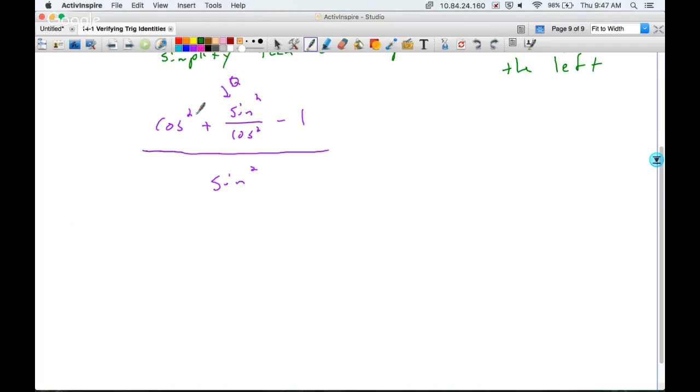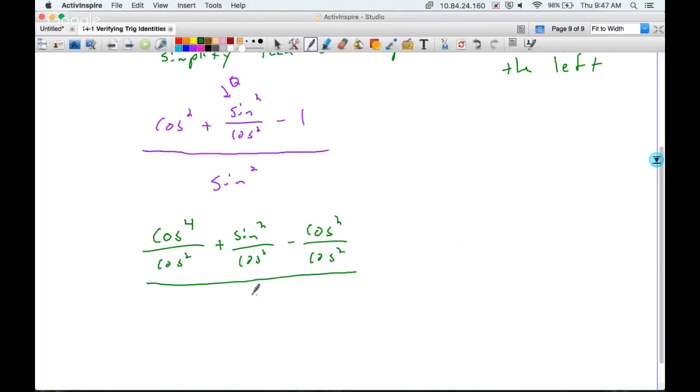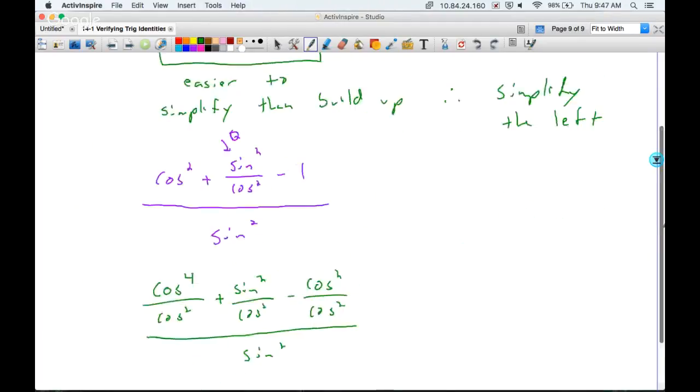So that means multiplying this one by cosine squared over cosine squared, making it cosine to the 4th over cosine squared plus sine squared over cosine squared minus cosine squared over cosine squared all over sine squared. Still all equals tangent squared.